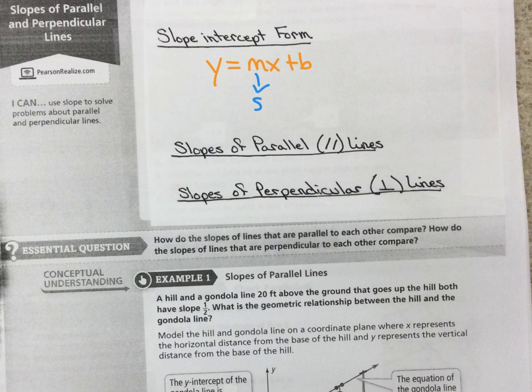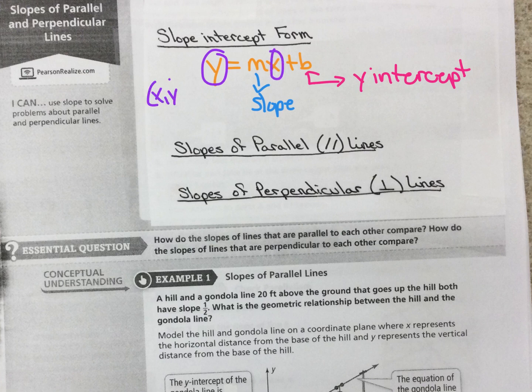M is slope, and b is the y-intercept. And the other thing I want you to look at is the y and the x. The y and the x stand for any point on that line.